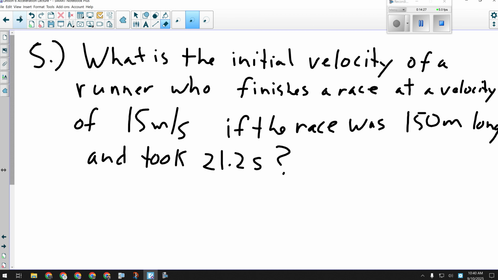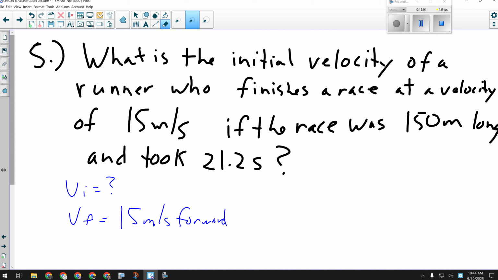Okay, let's have you try that one. Looking for initial velocity on that. So, what's the initial velocity of a runner, so looking for VI, who finishes a race at a velocity of 15 meters per second. Now, it doesn't say this, but I have to assume that in a race, you're running forwards. There aren't too many races where you run backwards, especially at 15 meters per second. That would be a neat trick. So VF will be 15 meters per second forward.